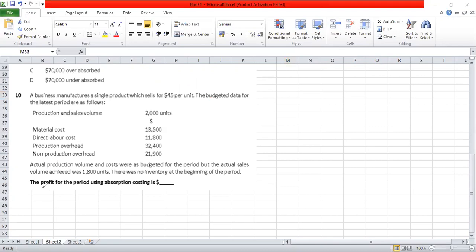The question is about what the profit is. How do we get the profit? Take the sales value minus all the costs which are incurred. So that is how we find out the profit. How many units were sold? The production and sales volume is 2000 units. So all the units will be sold, each at 45 per unit. So that will give us the sales value.